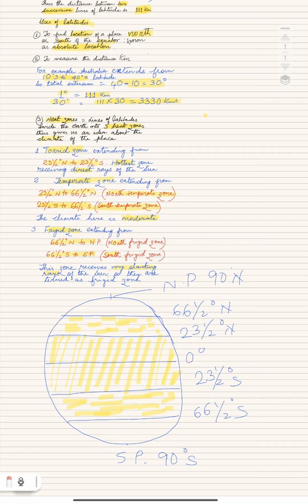Next is frigid zone. It extends from 66.5 degree north to North Pole, that is 90 degree north, and it is known as north frigid zone. And this side, 66.5 degrees south to 90 degrees south or South Pole, and this is known as south frigid zone. Now this zone receives very slanting rays of the sun, and so they are termed as frigid zone.